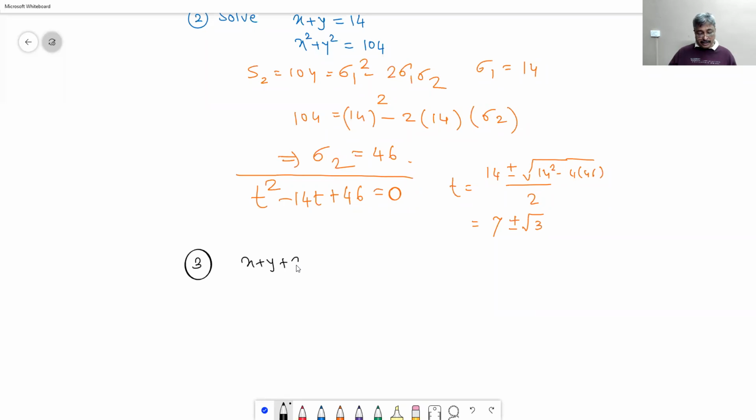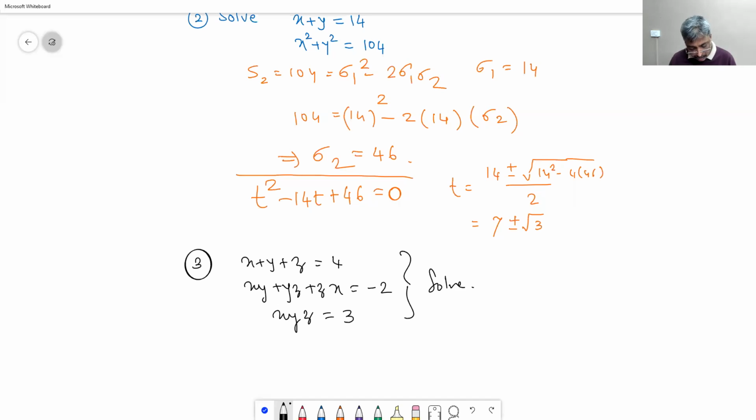Question number 3. x plus y plus z is equal to 4. xy plus yz plus zx is equal to minus 2. xyz is equal to 3. Solve. Correction. It is supposed to be plus 4, otherwise you would not have got the answer. It is good that I checked the math.